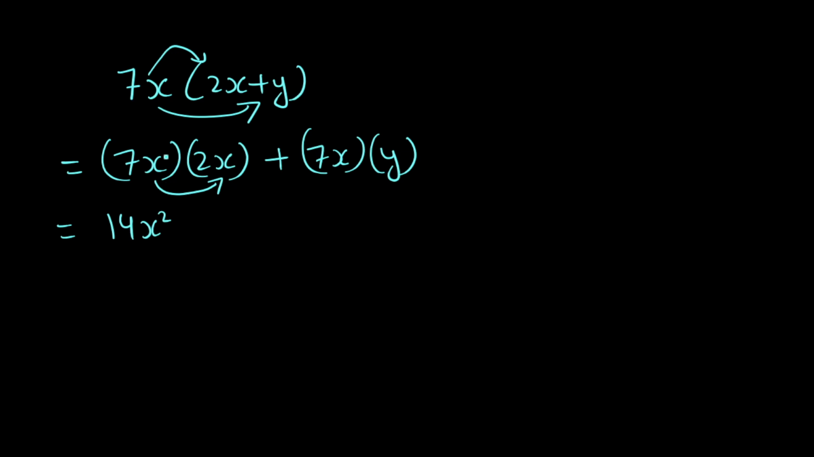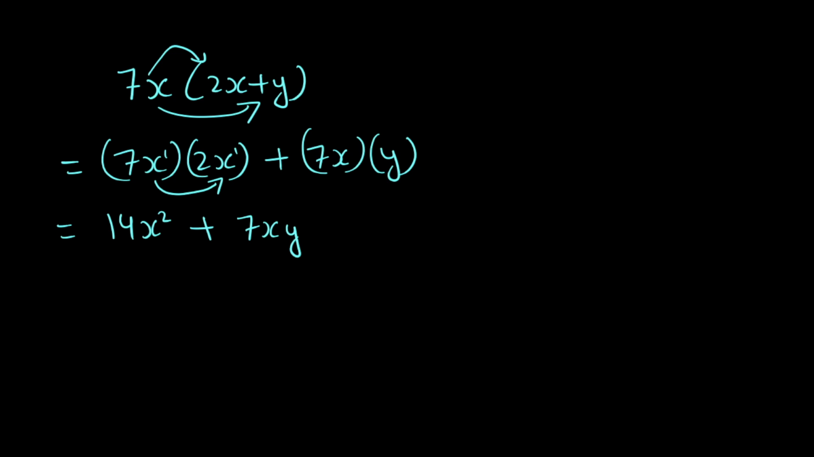So we get 7x times 2x, that is 14x squared, because when the variables multiply with each other, we simply add the exponents together. So 1 plus 1 is 2, so we get 14x squared plus 7x times y, that is 7xy. And that is our final answer for this one.